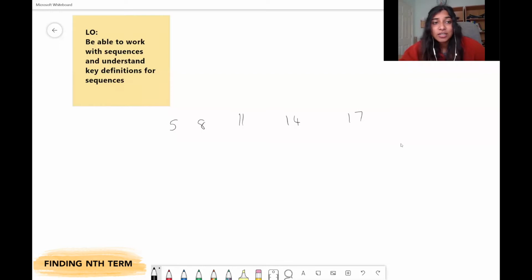The first thing you need to know is how to work out the expression for the nth term of a sequence. Let's say we have a sequence 5, 8, 11, 14, and 17, and you want to find the nth term. First work out the difference between each term. 5 to 8 is plus 3, 8 to 11 is plus 3, and 11 to 14 is the same. Because you're adding 3, you'd have 3n in your sequence.